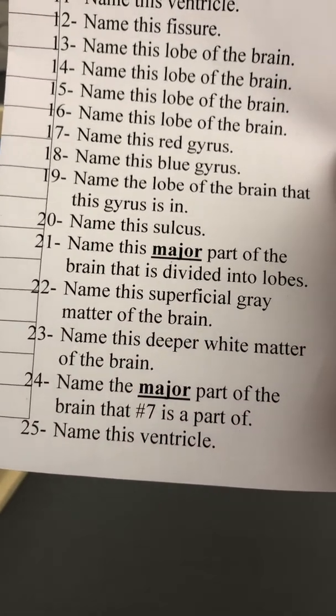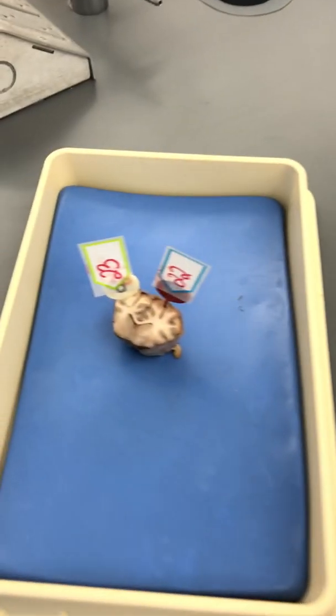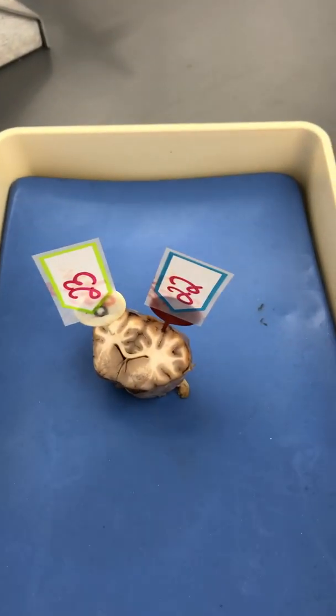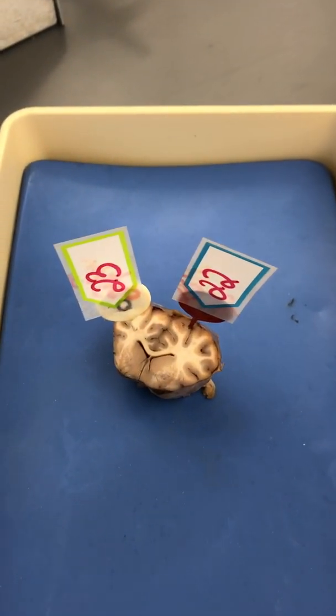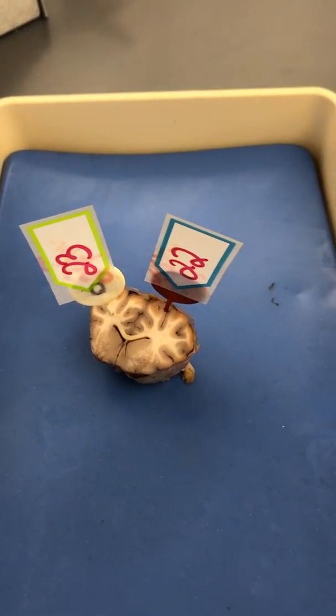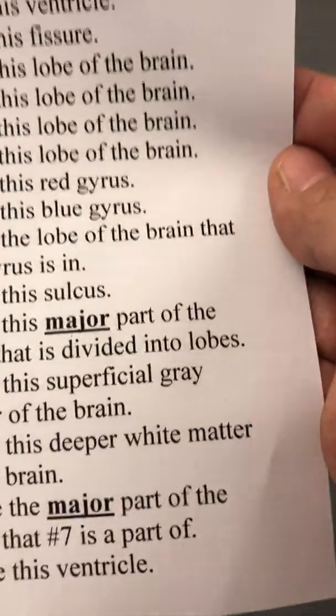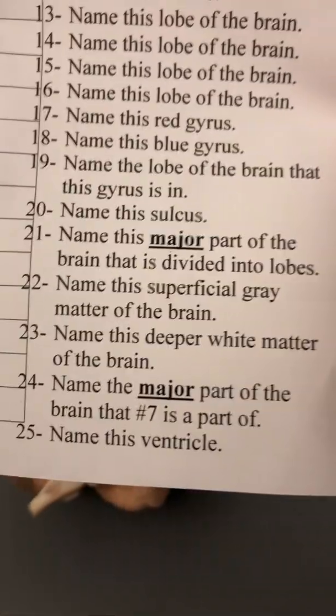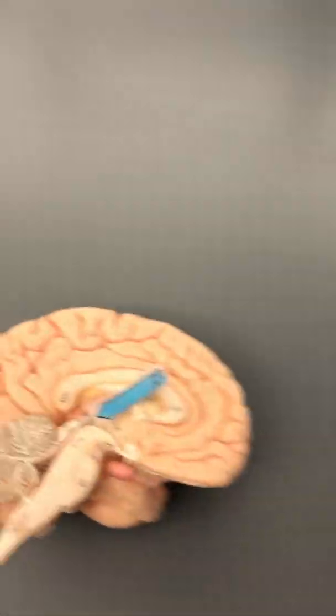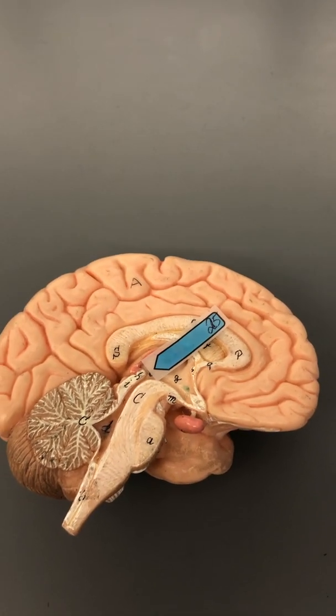22, the superficial gray matter is the cerebral cortex, and the deeper white matter, the medulla. 25, another ventricle question. This is the 3rd ventricle.